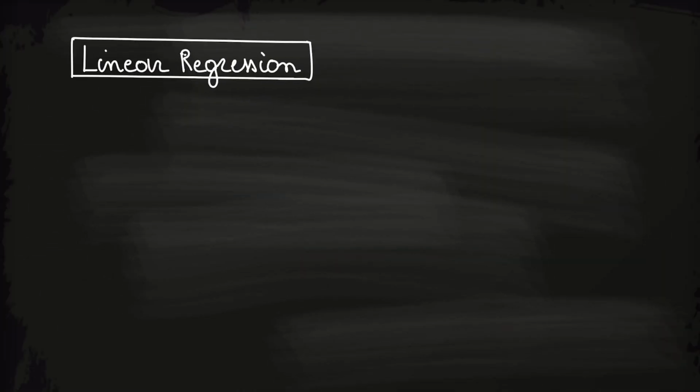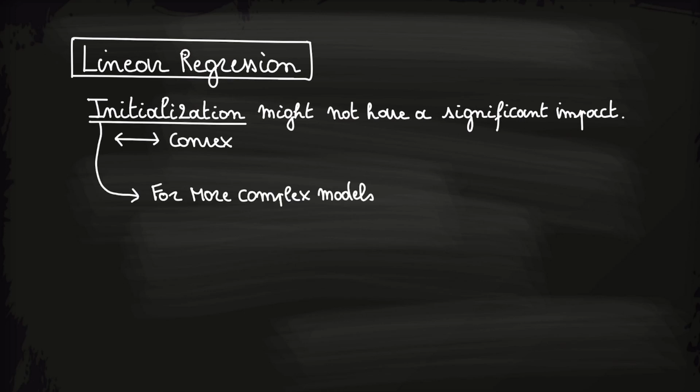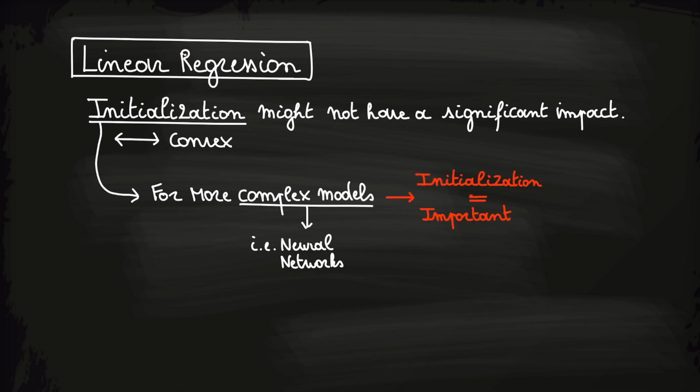It's worth mentioning that for simple linear regression, the initialization strategy may not have a significant impact because the optimization problem is convex, and you can often find a global minimum regardless of the initial parameter values. However, for more complex models, especially neural networks with multiple layers, the optimization landscape becomes more non-convex. In these scenarios, the choice of initialization can significantly affect the convergence and training efficiency.